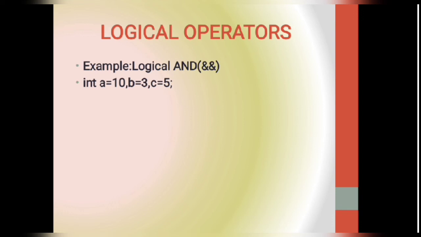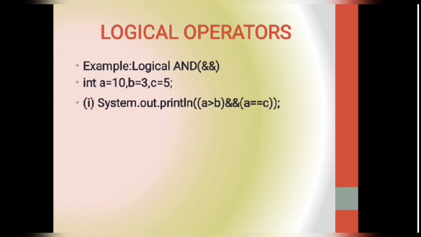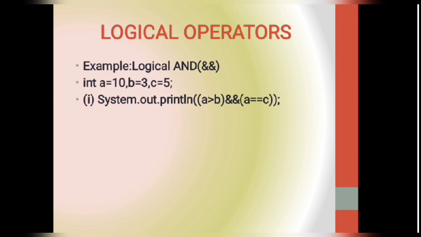First we are going to discuss logical AND. So it's very clear on the screen. The value of A is 10, value of B is 3 and value of C is 5. Now let's take a look at the question where we are going to try to find out the output of this code. Always remember, similar to relational operators, logical operators also return a Boolean value. Boolean value means two types of value. That means it will return either true or false.